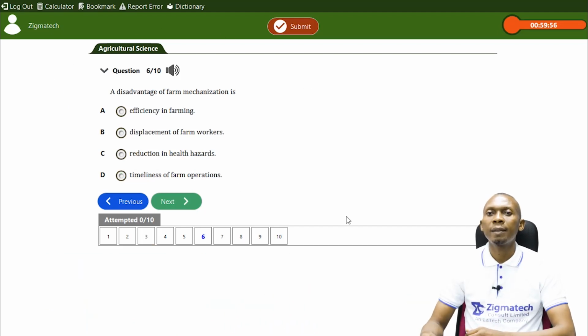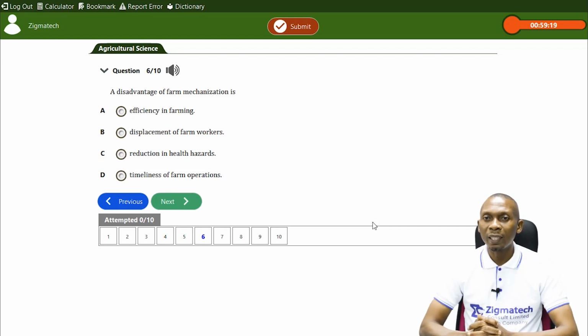This question says, a disadvantage of farm mechanization is A, efficiency in farming. B, displacement of farm workers. C, reduction in health hazards. D, timeliness of farm operation. So a disadvantage now, they're not talking about an advantage. Efficiency in farming, that's an advantage. Reduction in health hazards, that's also an advantage.